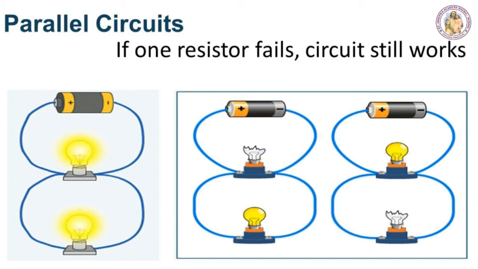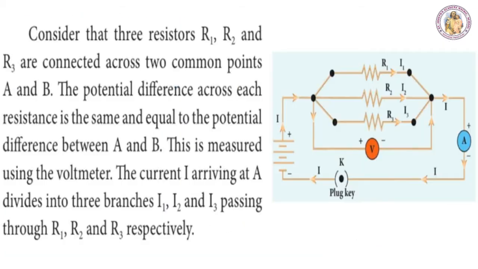Why? Because there is one more connection. So the current passes through that connection, and then the bulb is glowing. In the next one also it is the same. So in a parallel circuit, if one resistor fails, the circuit still works. Why? Because there is more than one loop.